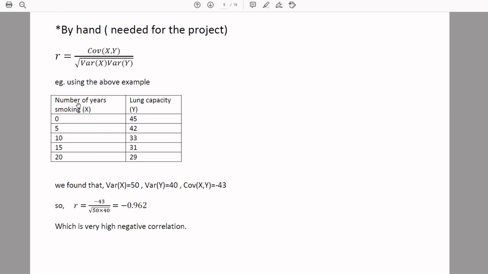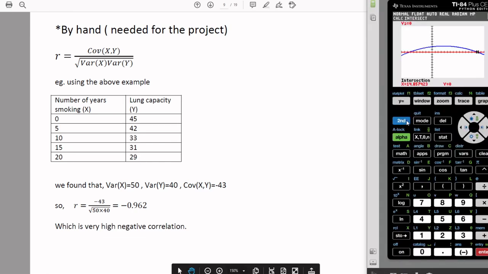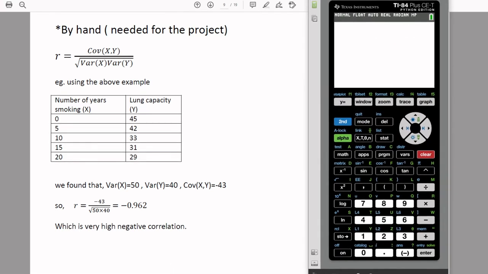This is some data with the number of years smoking, X, and lung capacity. We're trying to throw in a few examples here to put you off smoking, I guess. You can see that the longer you smoke, it reduces your lung capacity, which is not good. So I'm going to show you on the calculator how to work out this R value. Ignore this, because it came from the previous example above. We don't need this formula; the calculator will just give us the answer.